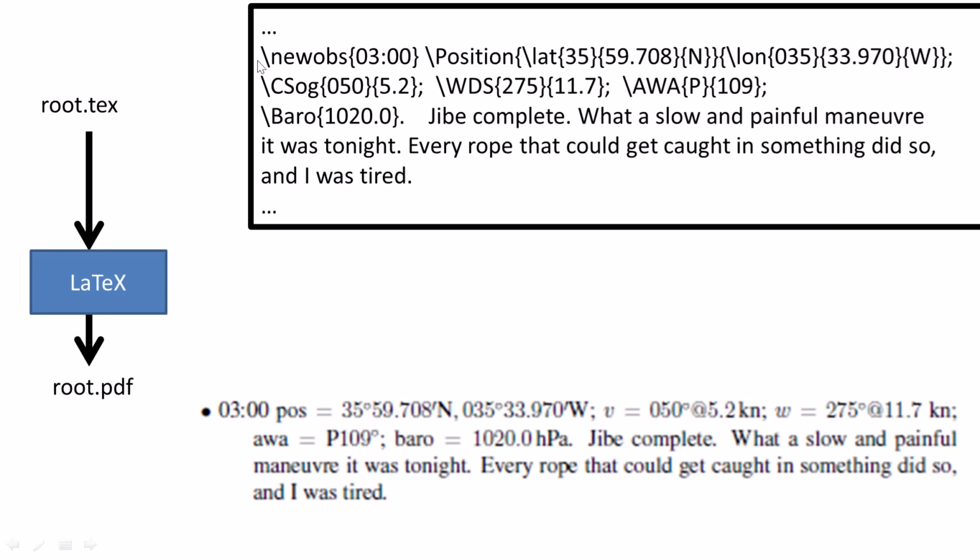So I used a control sequence I've defined. It's called new ops, and it has one parameter, which is the time. So that produced the bullet and the time, and set it up so that the rest will be typeset as a paragraph that's indented 1 centimeter. Then this long thing is the position. It becomes this typeset. And then course and speed over ground 50 and 5.2, that's then typeset as that.